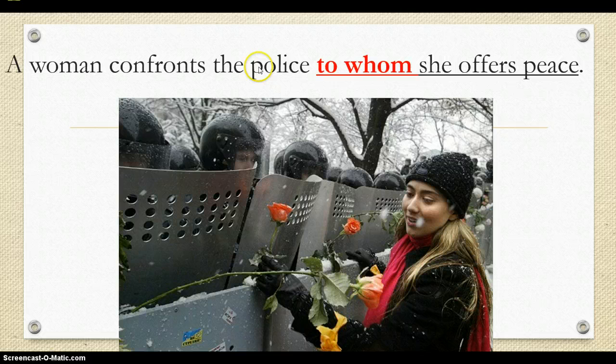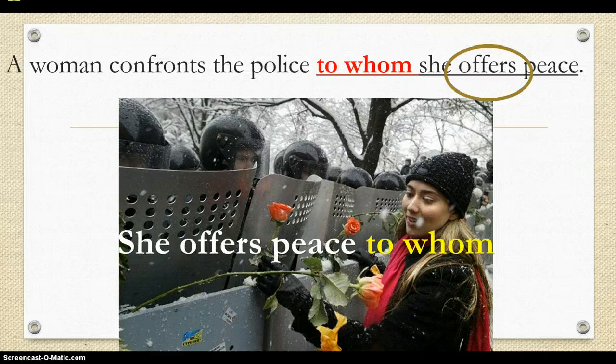A woman confronts the police to whom she offers peace. This is taken this year in Ukraine. Our relative clause here is to whom she offers peace. We only look inside here to find our case. So the verb is offers. Who is offering? She is the subject. So let's rephrase. She offers peace to whom? Now it's clear that it's dative because we've got to whom. She's offering peace to whom? So it's going to be dative.